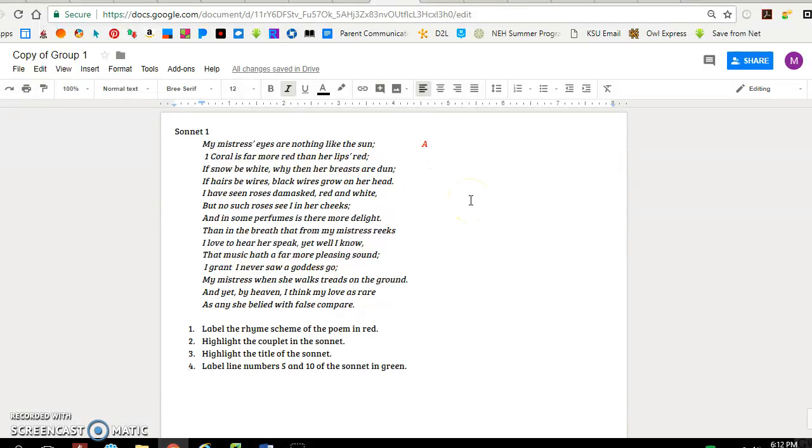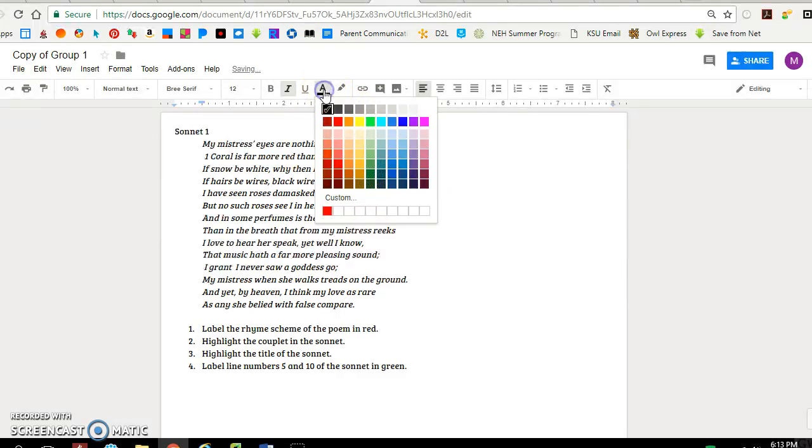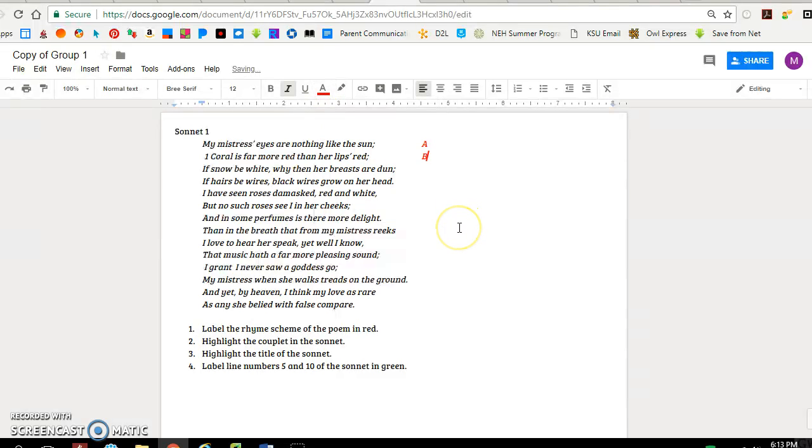Now, sun is the last word of this line. So that's how I'm going to determine whether the next line is going to be labeled A or not. Because if the word at the end of the second line rhymes with the word sun, then it must be A. But if the word at the end of the next line does not rhyme with sun, I'm going to have to resort to moving on to the letter B. So sun and red do not rhyme. Therefore, I'm going to have to label this B.